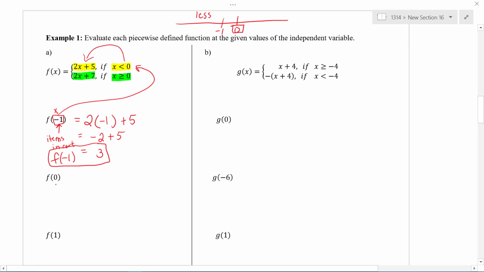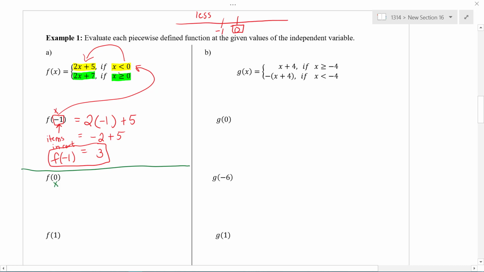Okay, so let's look at the next one. We have f of 0. First we're going to look at the 0, and we're going to decide which of those two lanes that tells me I have to go in. So we're thinking about that x value going into the function as sort of like the number of items in our cart. That's going to tell us which lane to go in.